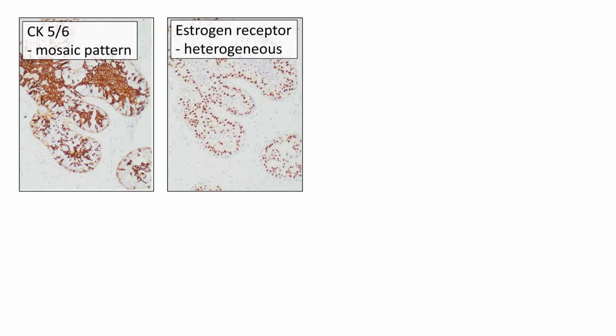Coming to CK5/6, this is the IHC pattern. CK5/6 is showing a mosaic pattern. Estrogen receptor is showing heterogeneous positivity. So where did you see the CK5/6 mosaic pattern? In UDH. Estrogen receptor heterogeneity is seen in the same UDH.